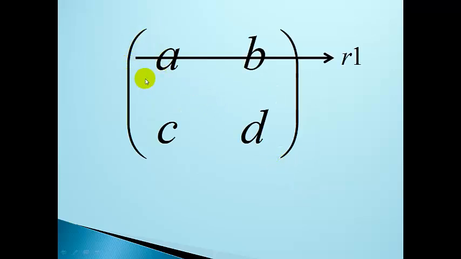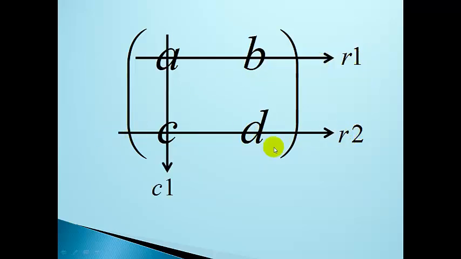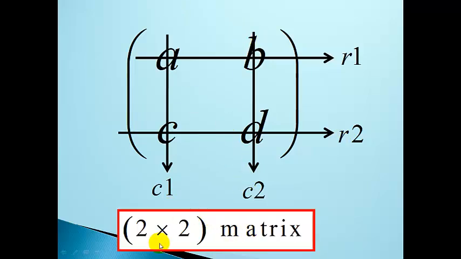Now, for the matrix A, B, C, and D, this is called the row. So we have row 1, we have row 2, that is 2 rows. We have column 1, and we have column 2. So it means we have 2 rows and 2 columns. So this is a 2 by 2 matrix. That is the name given to this matrix. That is, the number of rows is 2 and the number of columns is 2.